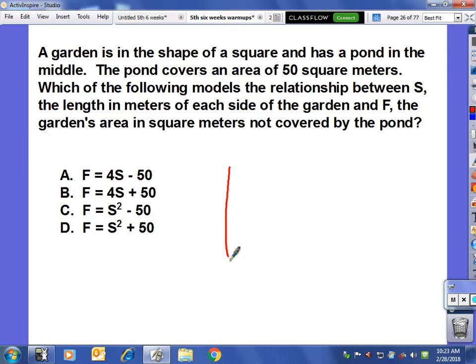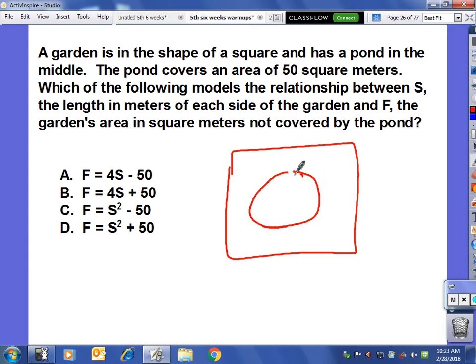All right, folks, we got a square piece of land here with a pond in the middle. Okay, now how big is each side of the square? S. So what's the area of the square? S squared. Now, how much is the pond? Now, if we want to find the area of the garden without the pond, you got to subtract it.